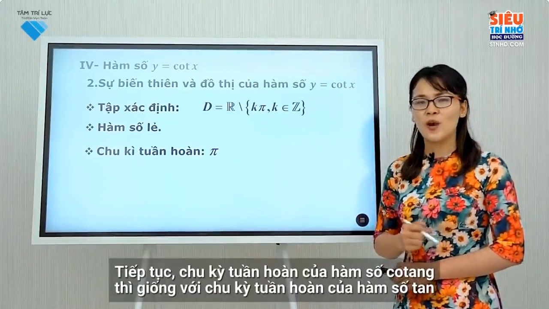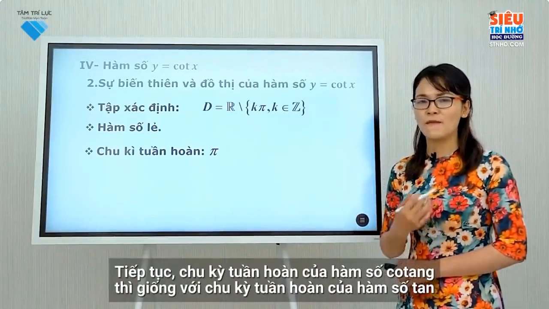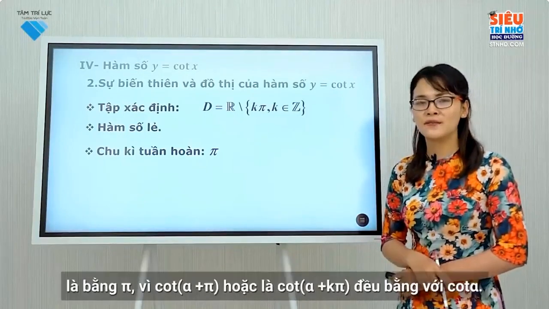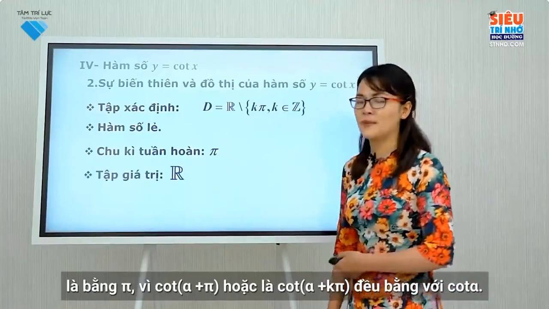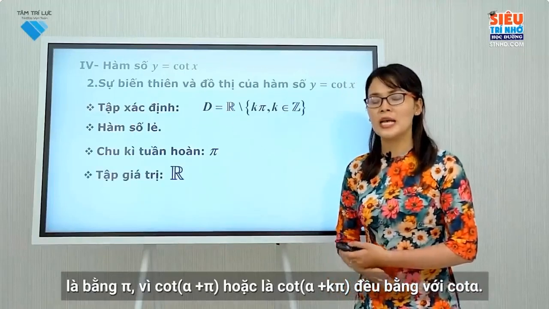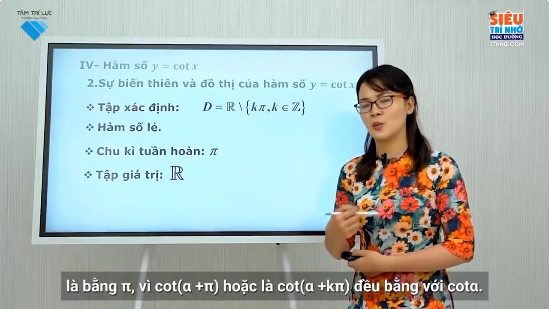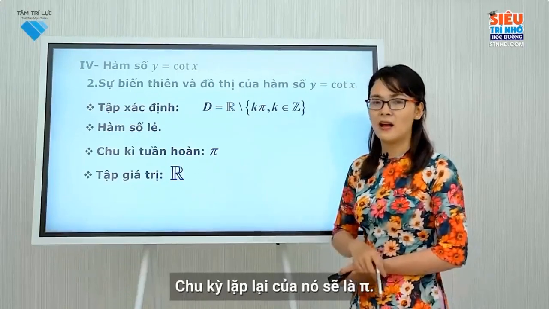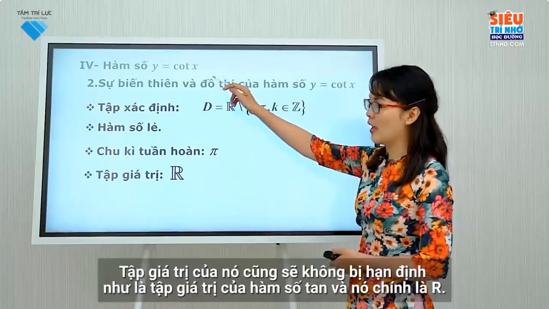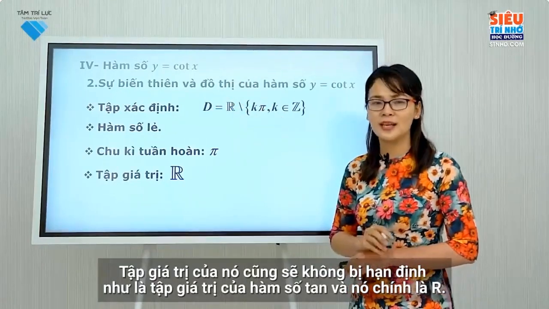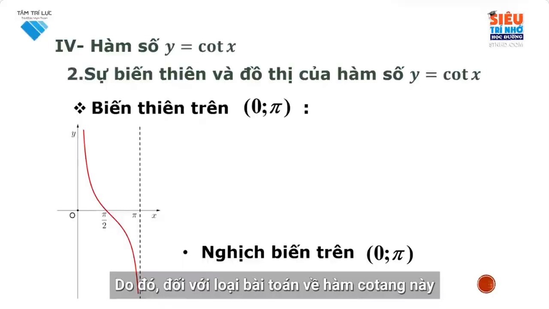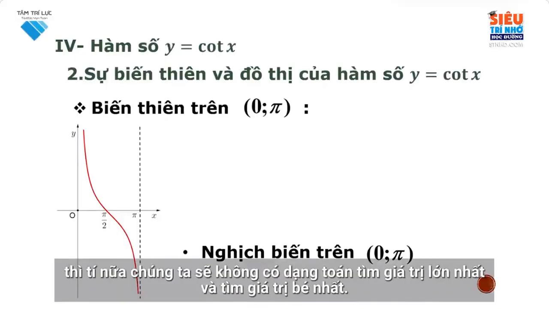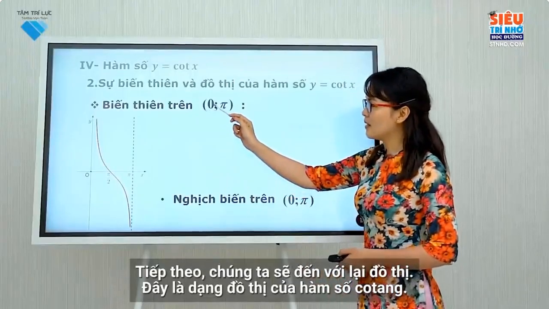Next, the period of the cotangent function is the same as the period of the tangent function. That is, it is equal to pi. Since both cot of alpha plus pi and cot of alpha plus k pi equal cot of alpha, its repeated period is pi. Its value range is not limited, like the value range of the tangent function, and equals R. Hence, for these types of cotangent function questions, there will be no problem of finding the maximum and minimum values. Next, let's move on to the graph section.